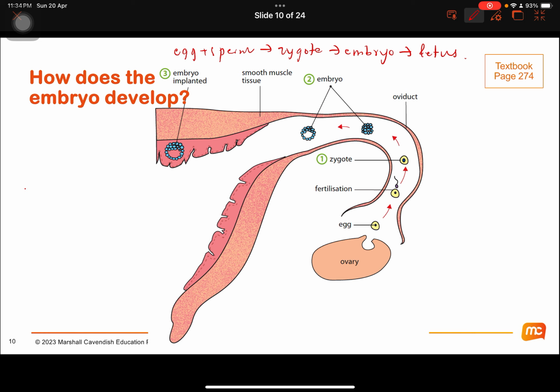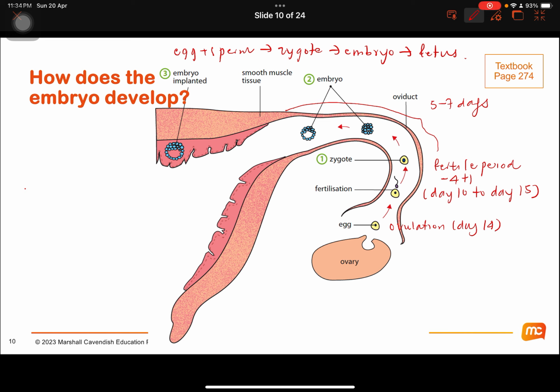When the ovary releases an egg, this is known as the process of ovulation, which happens at day 14. So when is the fertile period? Remember my golden number, minus 4 plus 1. So that would be day 10 to day 15. Between this period, fertilization can happen. And then it takes about 5 to 7 days for it to move towards the uterus. So this whole process takes about 5 to 7 days before implantation happens.